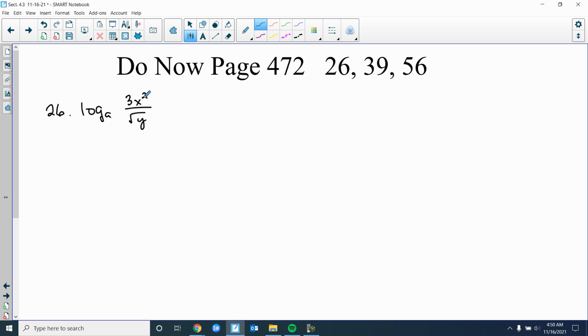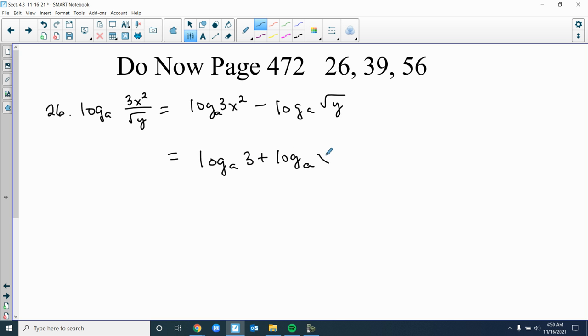So when we're doing that, we want to take a look. We've got a quotient. So I can write that as log base a of 3x squared minus log base a of the square root of y. Now in this case, the 3x squared is a product, so we make that log base a of 3 plus log base a of x squared minus log base a of y to the 1/2. We're going to take that square root and make it a power.